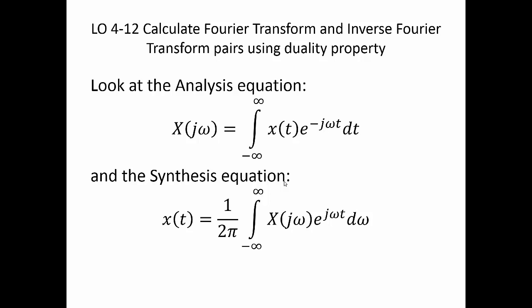Duality exists because of the forms of the analysis and synthesis equations. They look very similar to each other. They both have integrals from negative infinity to infinity. They both have your target signal. They both have an exponential, e to the j omega t, but one's negative, one's positive, and then your dt or d omega. There's a little bit of a difference as a 1 over 2 pi, so we've got to make some adjustments for that, plus we've got to make adjustments for this negative sign. But because they're so similar, we can make some analyses, and that's where those pairs show up.